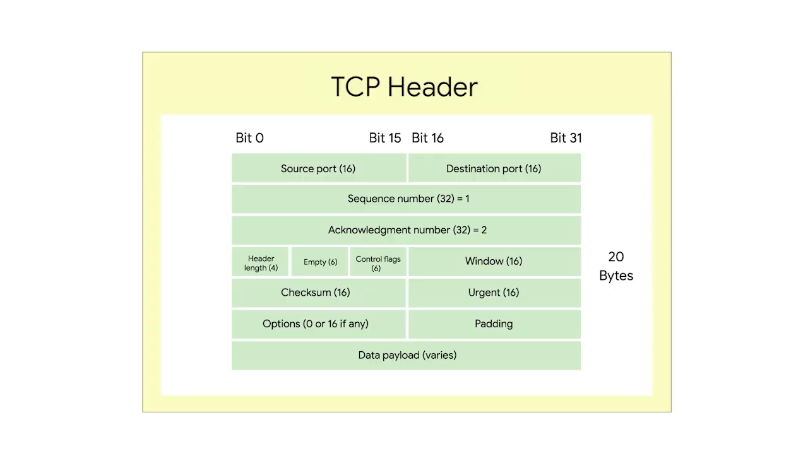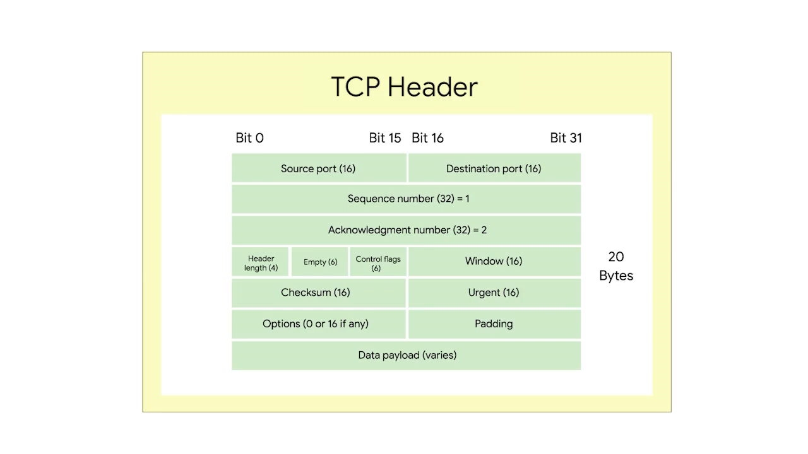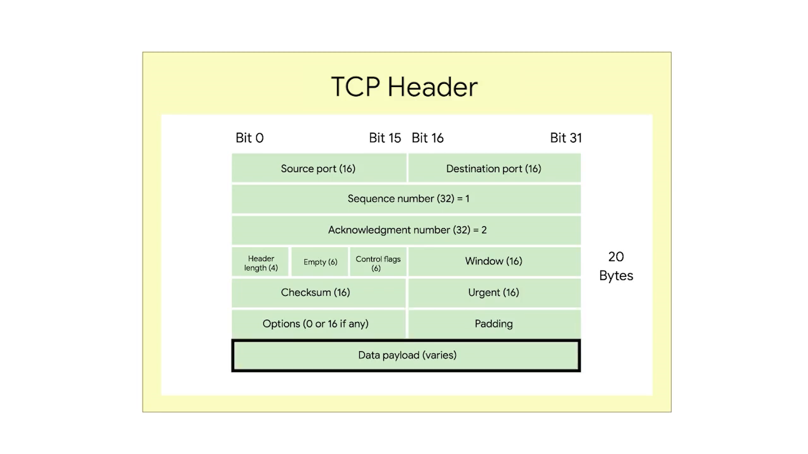Next up, we have the options field. Like the urgent pointer field, this is rarely used in the real world, but it's sometimes used for more complicated flow control protocols. Finally, we have some padding, which is just a sequence of zeros to ensure that the data payload section begins at the expected location.